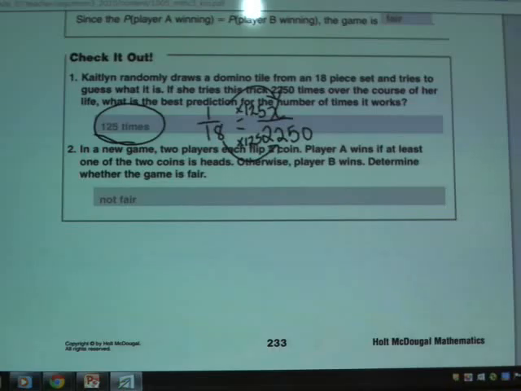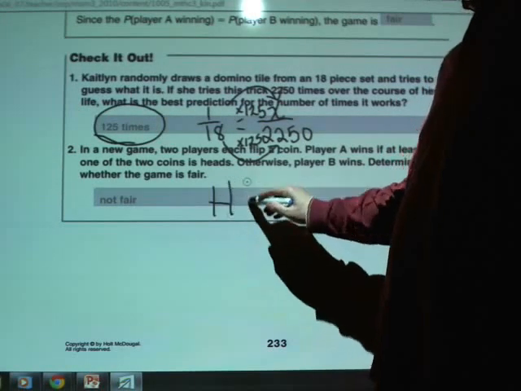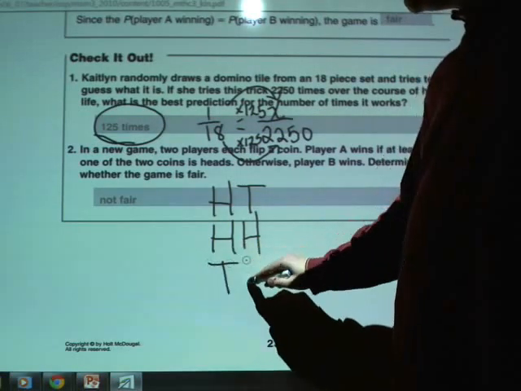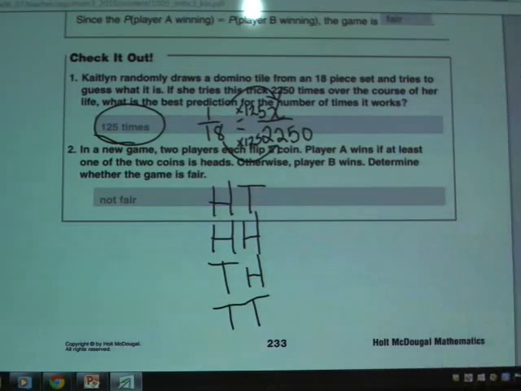Number 2. In a new game, 2 players each flip a coin. Player A wins if at least one of the 2 coins is heads. Otherwise, B wins. Determine whether or not the game is fair. So we know from our earlier question, our results are heads and tails, heads and heads, tails and heads, tails and tails. Now we're saying player A wins if one of the options is heads.